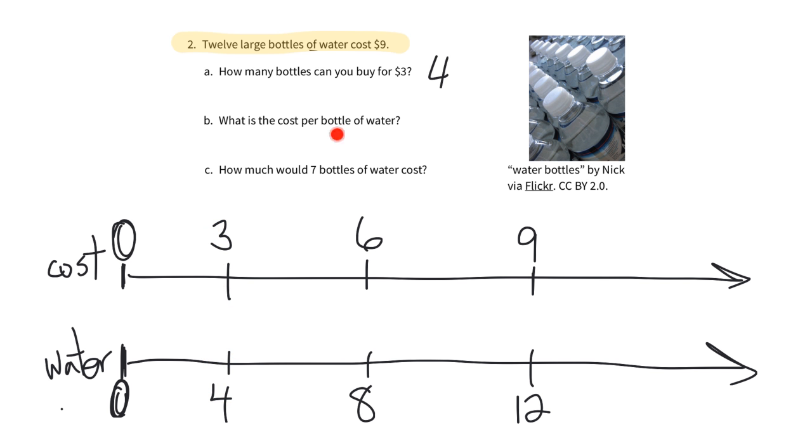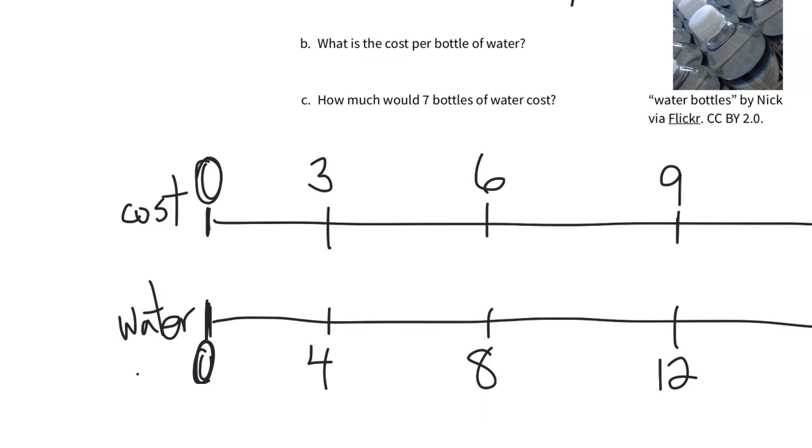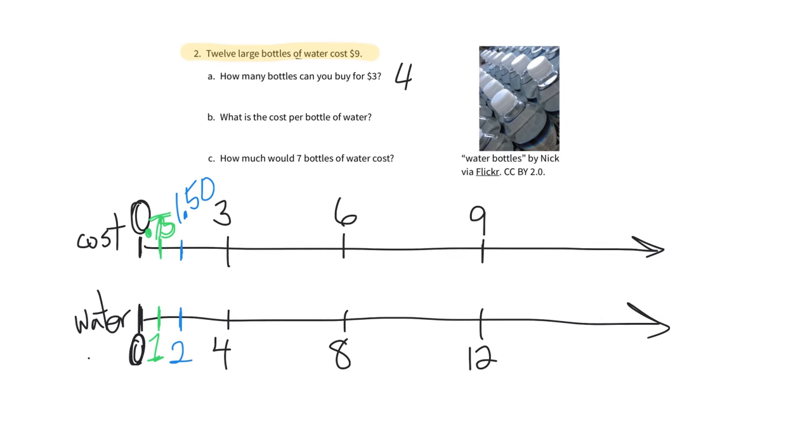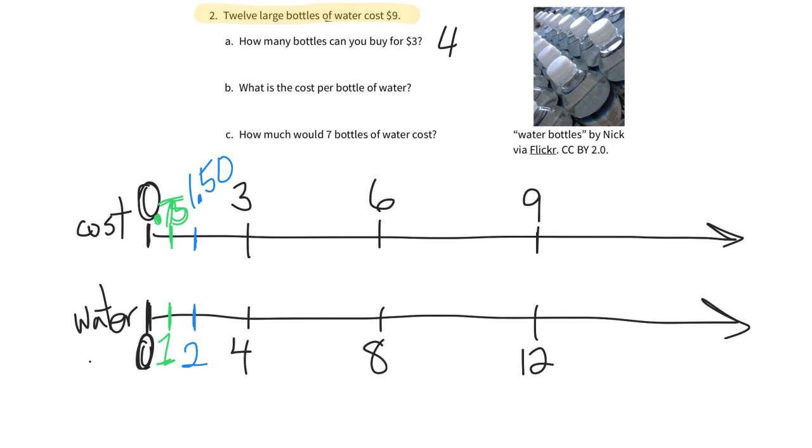Now it says, what is the cost per bottle of water? We've got 4 water bottles cost $3, but I need to figure out how to get down to 1 water bottle. I'm going to zoom in here. If I cut it in half, I get 2 water bottles. That's $1.50. If I cut that in half, I get 1 water bottle, which means I'm going to have to cut $1.50 in half. That equals 75 cents for 1 water bottle. And there's my work. So 1 water bottle equals 75 cents.